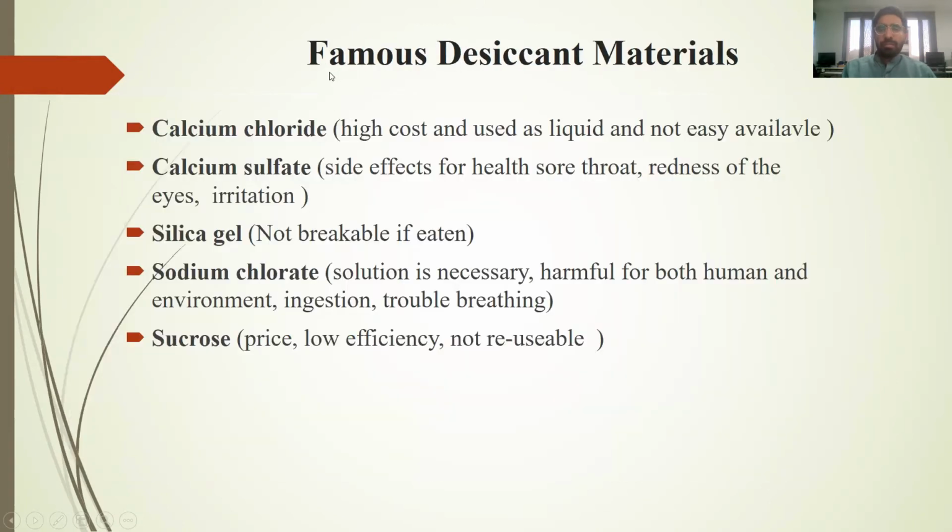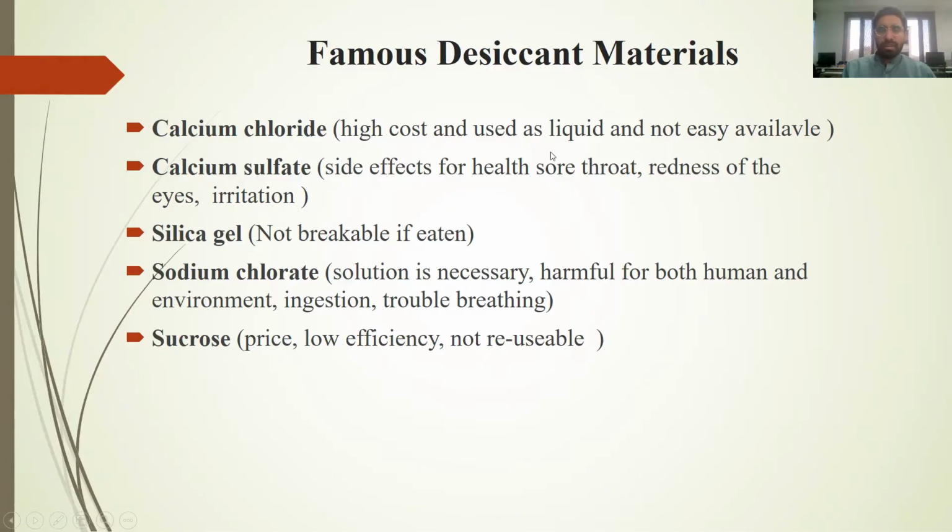And these are the famous desiccant materials which can be used in a cooling system. The first one is calcium chloride. It has some side effects. It has a high cost. It is used as a liquid and solution. It is not easily available.